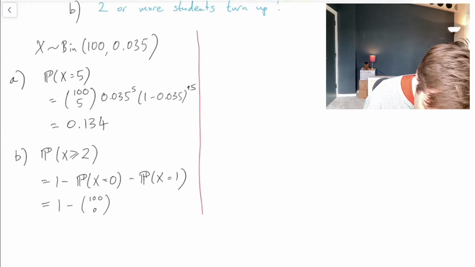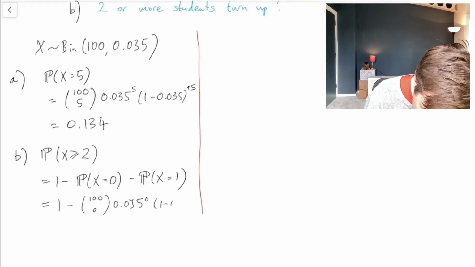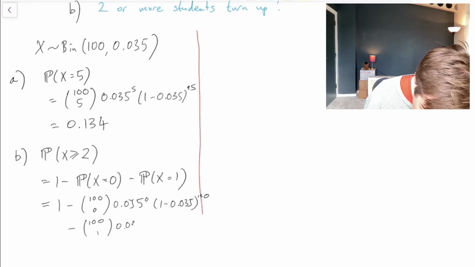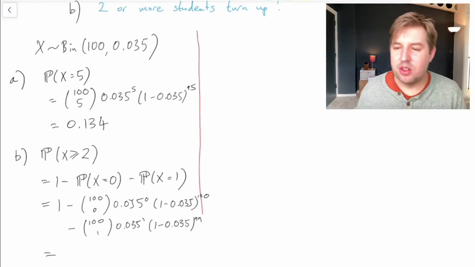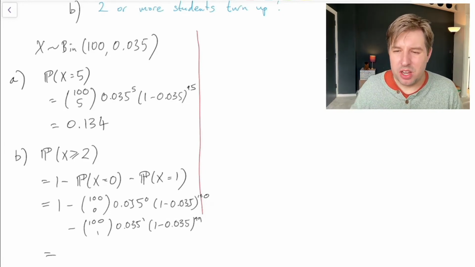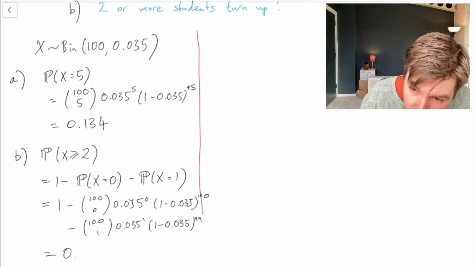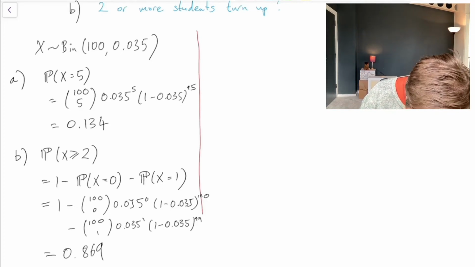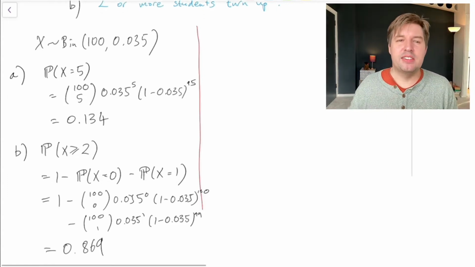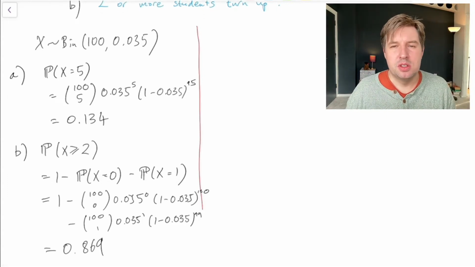That's 100 choose 0, 0.035 to the 0, 1 minus 0.035 to the 100, and the other one is 100 choose 1, 0.035 to the 1, 1 minus 0.035 to the 99. And I typed that all into my calculator earlier. You can see some more working in the notes if you like. It came up as about 87%, 0.869. So that's working that out exactly with the binomial distribution.